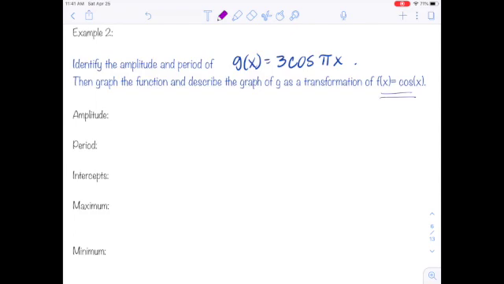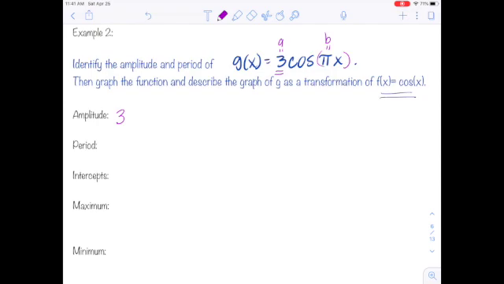For example 3, we're going to identify the amplitude and period of g of x, which is 3 cosine of pi x. Then we'll graph the function and describe the graph as a transformation of your parent graph of cosine. All right, so we have an a value of 3, and it's safe to assume that pi times x is inside of the argument of the cosine, so our b value is equal to pi. All right, so our amplitude of this function would be 3.